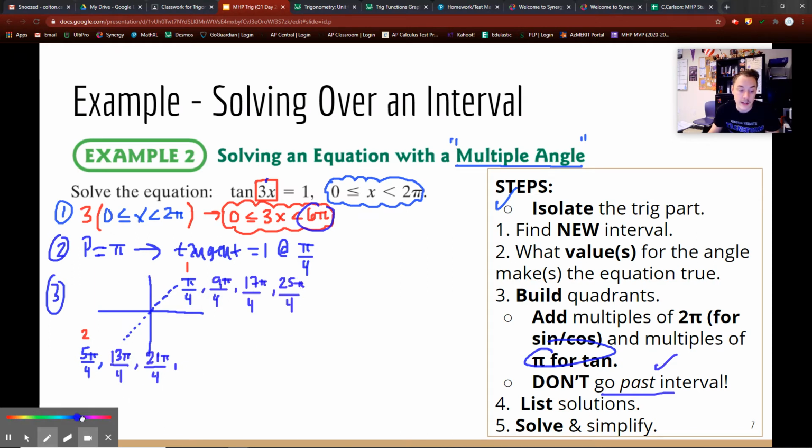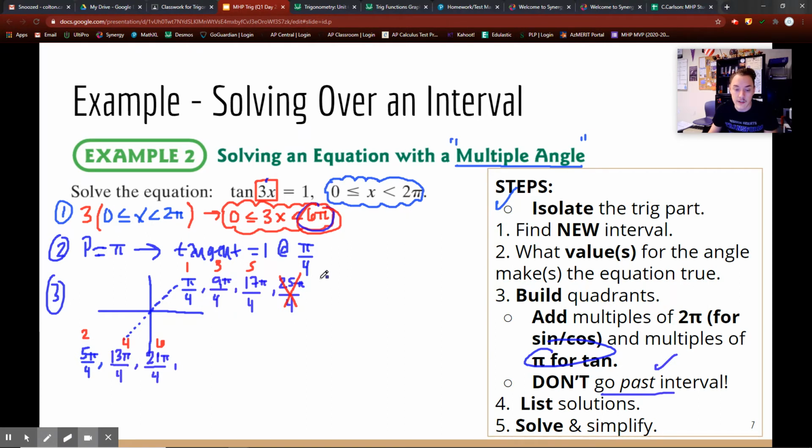Now, here's what we notice. Can 4 go into 25 6 times? Yes. And then a little bit more, which means now this value is past my interval. I cannot use that value because it's past 6 pi. So now I have 1, 2, this is my third solution, fourth solution, fifth solution, and sixth solution. So I have 6 solutions that make this equation true in my new interval. But before I get to the problem, let's actually list my solutions.